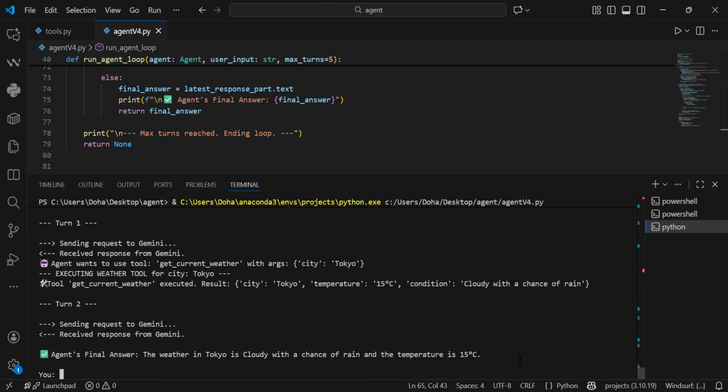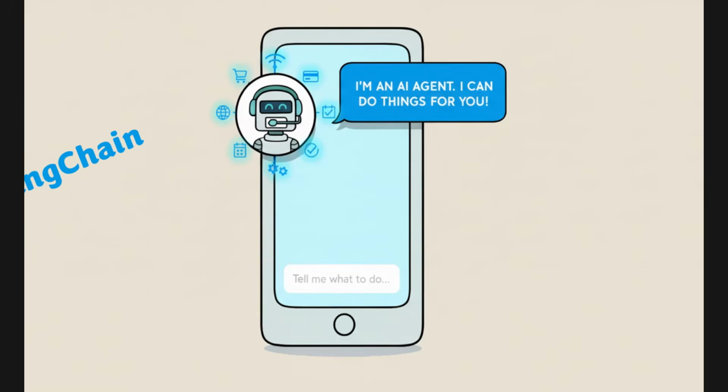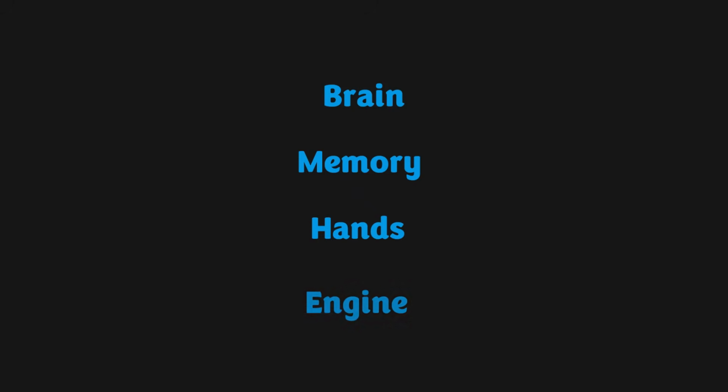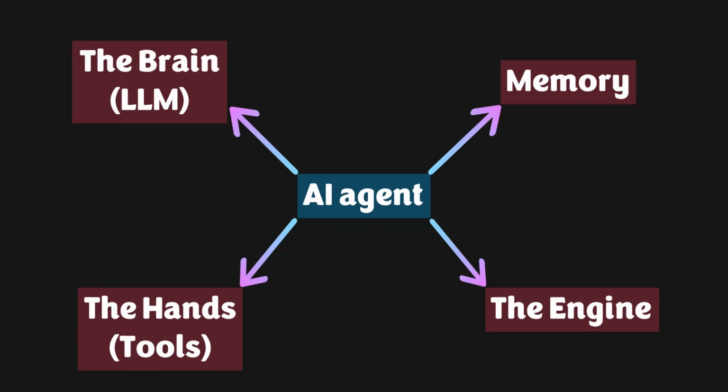And that is how you build an AI agent from scratch. We didn't use LangChain or CrewAI or any black box magic. We built the brain using Gemini. We gave it memory with chat history. We gave it hands with Python functions. And we built the engine with a simple while loop. Now you understand exactly what is happening under the hood of those complex frameworks. You can take this code, add more tools like a Google search tool, and build something truly powerful.